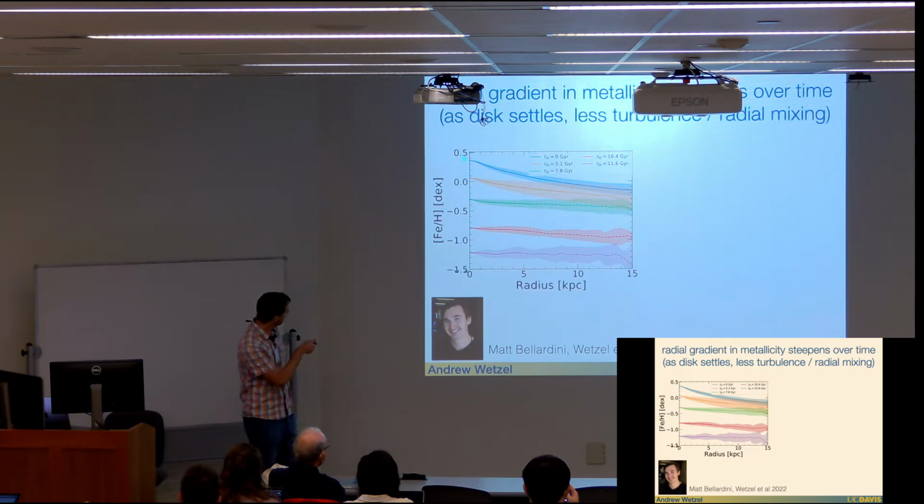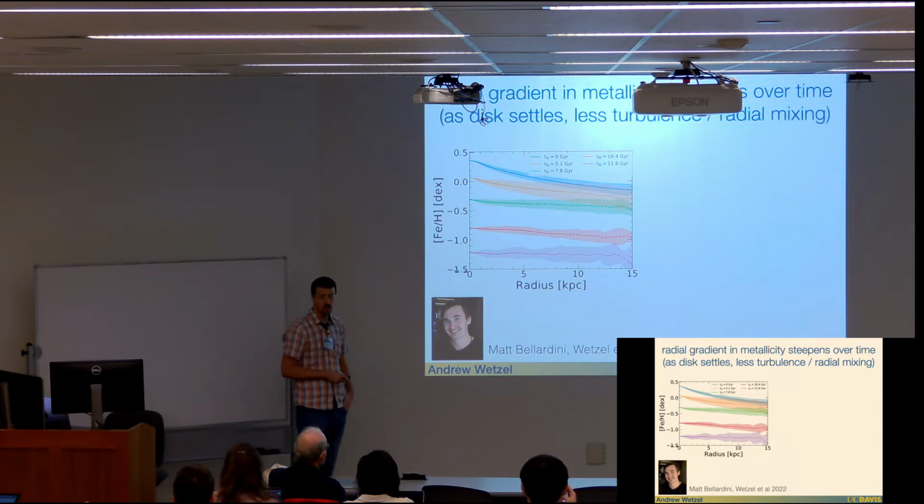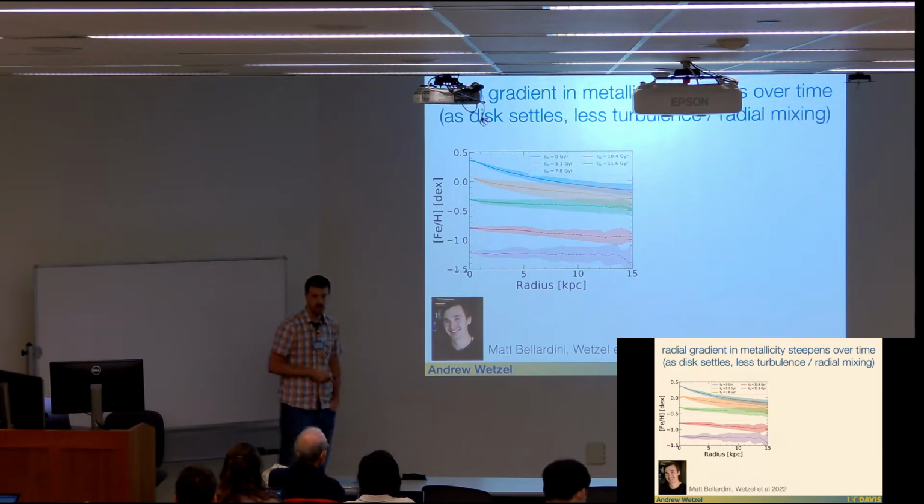So here's the average radial gradient today. You can see a nice negative gradient here going from the inner galaxy to the outer galaxy, and then going back in time, the key idea is that the radial gradient almost entirely goes away, such that by 11.5 gigayear lookback time, there is essentially no meaningful radial gradient anymore.